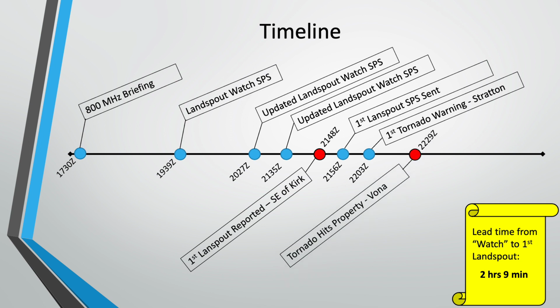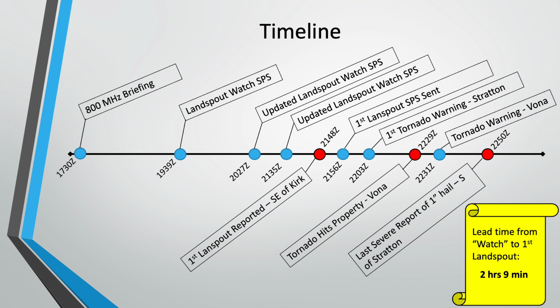And then about 30 minutes later, the Stratton cell had let up and had recycled and was kind of having a southwest projection as it produced a tornado that hit Vona and crossed I-70. So we did have an SPS out. However, due to the EM calling us with the damage report, we did go ahead and issue that tornado warning around 2231Z.